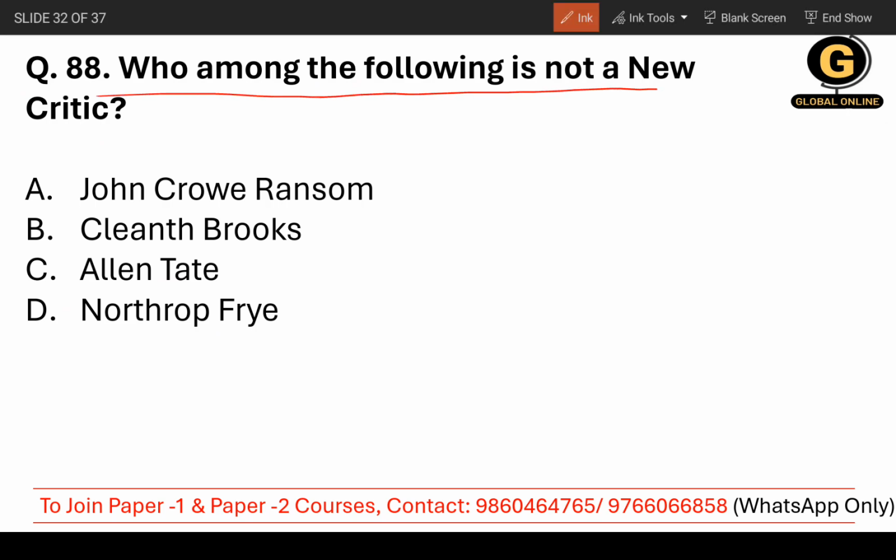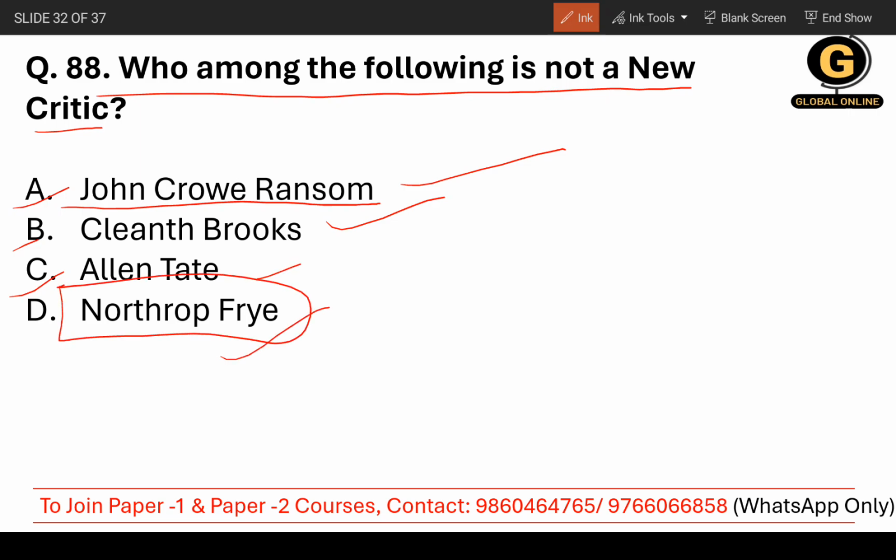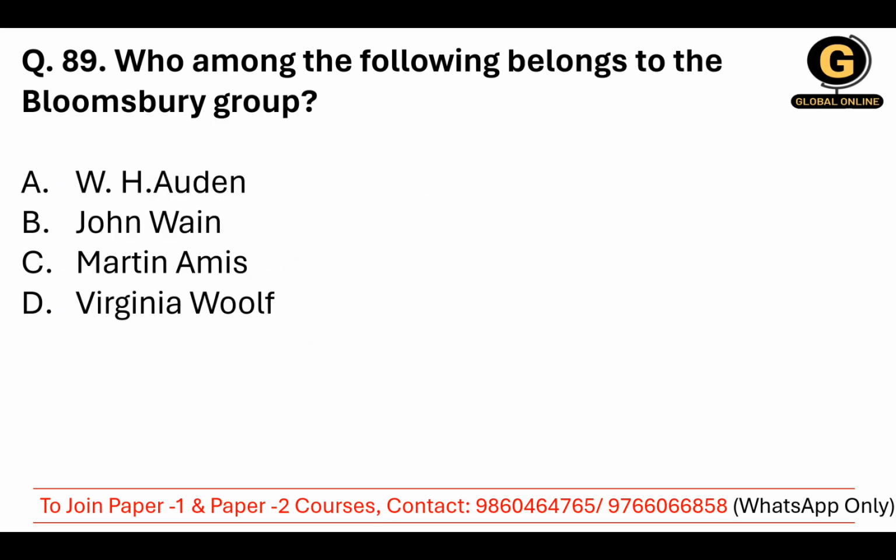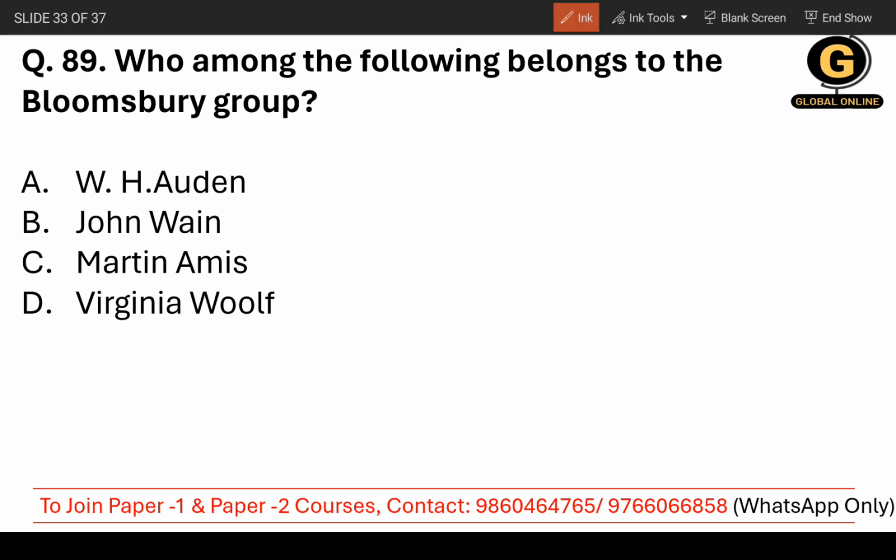Who among the following is not a New Critic? New Critic basically stands for New Criticism. John Crowe Ransom, of course, he was there. Cleanth Brooks, of course. Allen Tate, of course. But the only critic who cannot be included in this is the one in option D. So D is the correct answer. Moving on to question number 89.